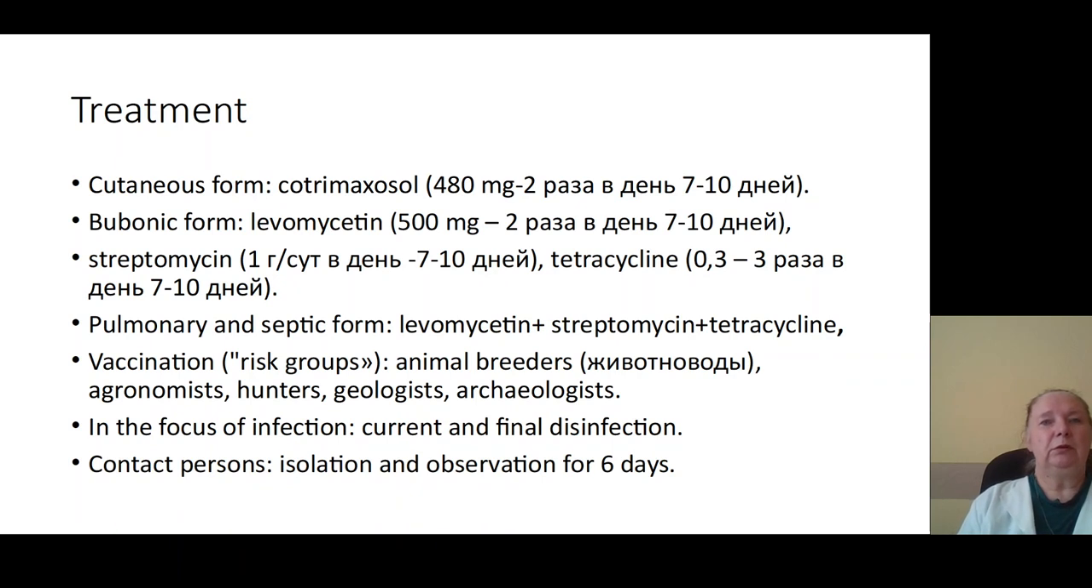And the treatment of infection. Treatment of infection: in cutaneous forms, we administer cotrimoxazole, 480 mg two times per day during 10 days. In bubonic forms, we recommend levomycetin, 500 mg two times during 10 days. So, streptomycin in bubonic forms, 1 gram per day during 10 days. Tetracycline 0.3 times per day during 10 days. So, it is treatment of local forms, cutaneous and bubonic forms.